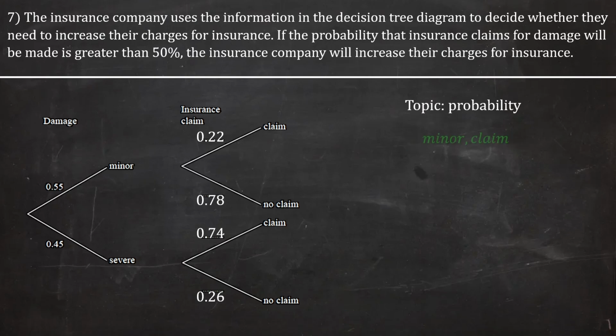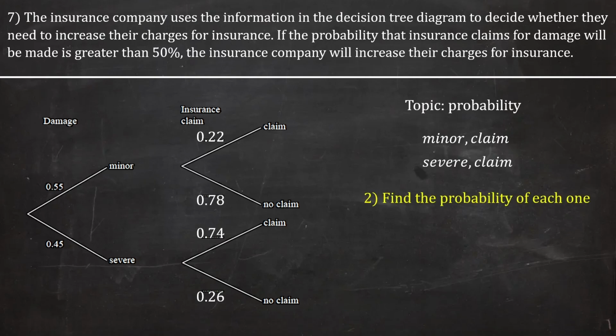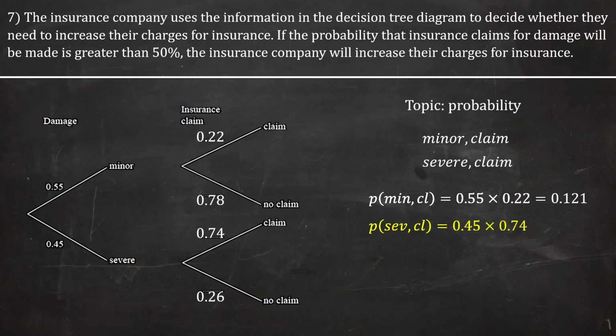So the two scenarios are if the damage is minor and they claim, and if the damage is severe and they claim. Then step 2, Mr. Borges' method, we find the probability of each scenario. So minor and claim is going to be 0.55, the chance of minor, times 0.22, which is the chance of claim, which is 0.121. Severe and claim, it's going to be 0.45 times 0.74, which is the probability of severe and claim, which gives you 0.333.